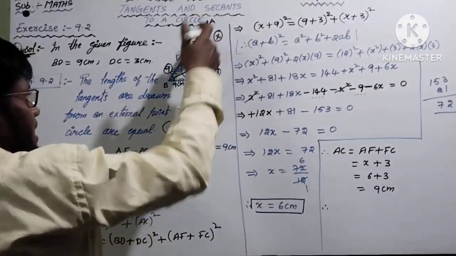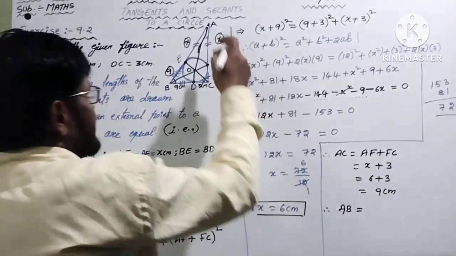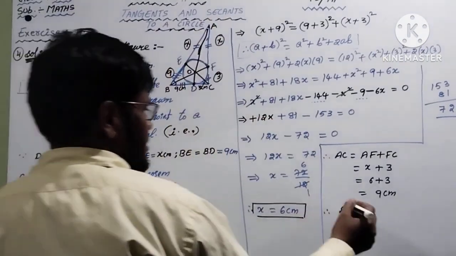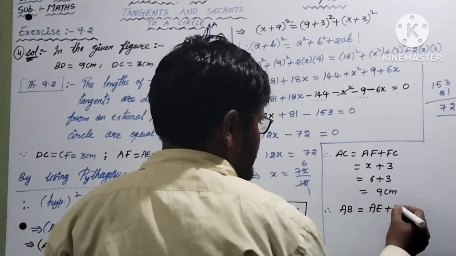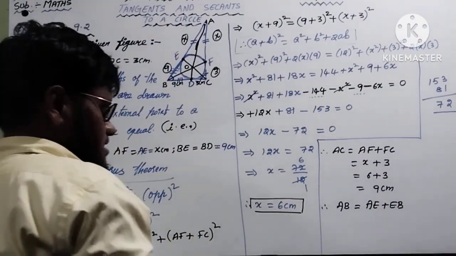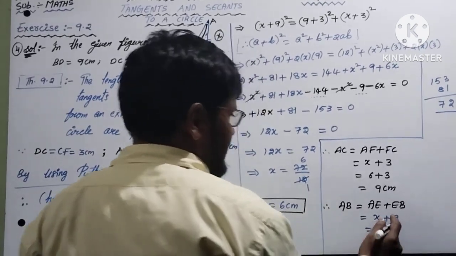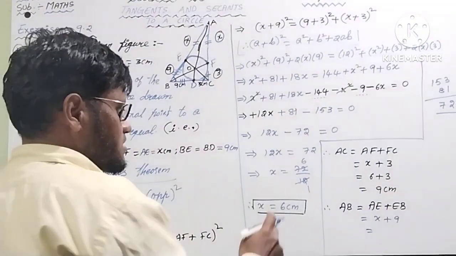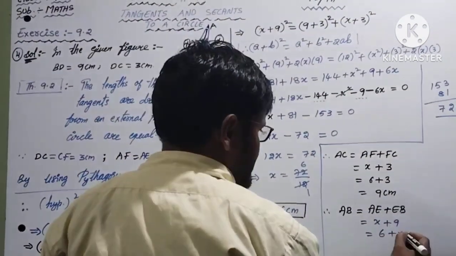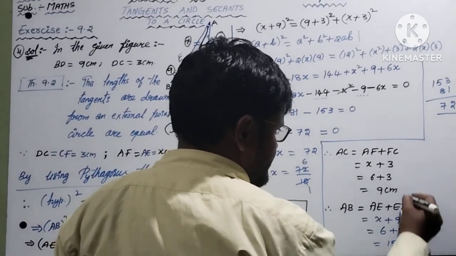Then second part is what having? AB. Second part is AB. In this also having two parts, AE plus EB. Let's substitute the values. AE value is how much? X. And EB value is 9. X plus 9. I know the value of X. X value is how much having? 6 plus 9. 6 plus 9 is how much? 15 centimeters.